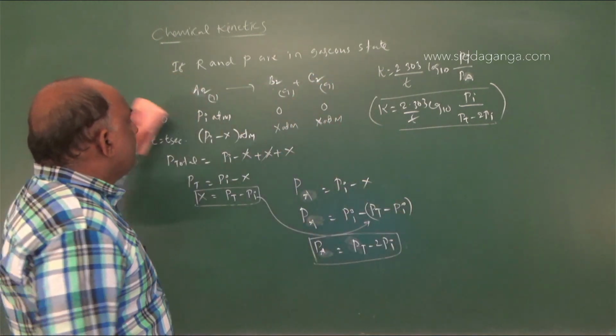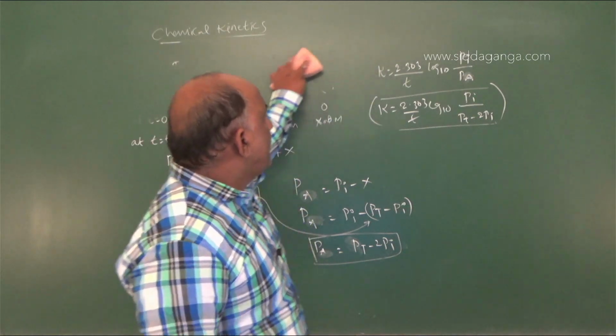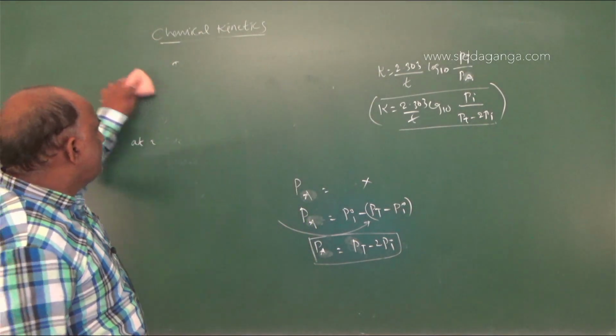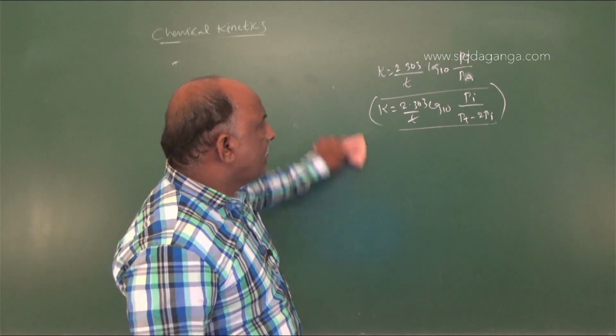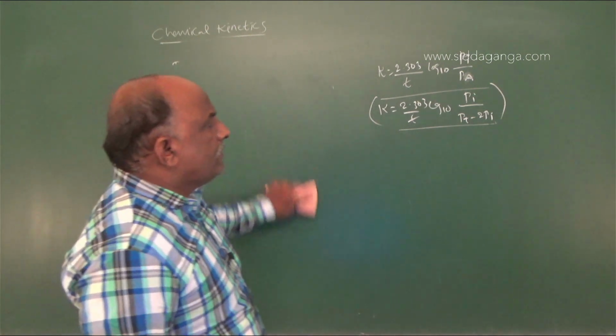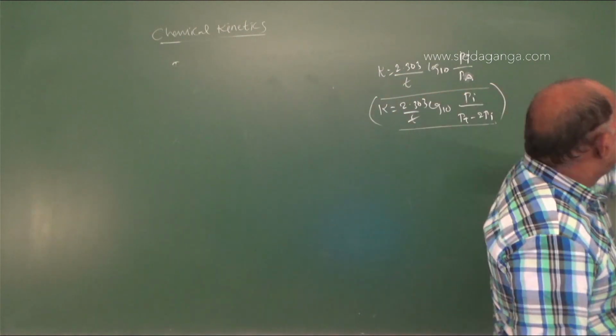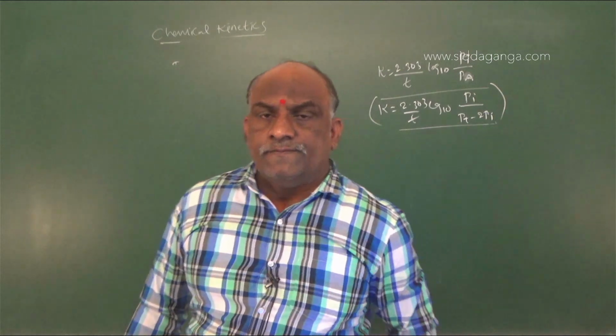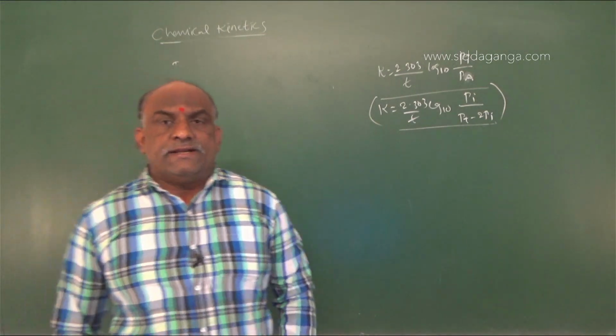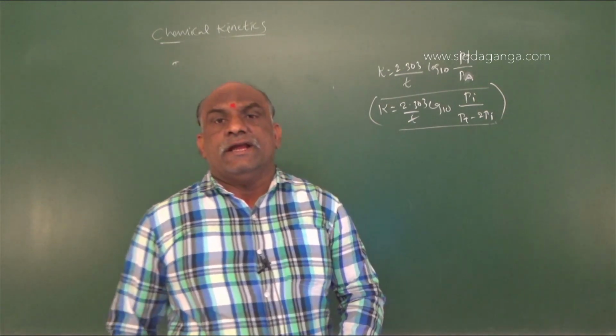So make a note and keep this equation in your mind. K is equal to 2.303 by t log base 10 Pi by Pa, where Pa is equal to P total minus 2Pi. P total minus 2Pi is the formula for when reactants and products are both in gas state.